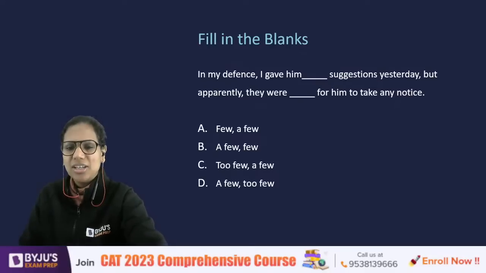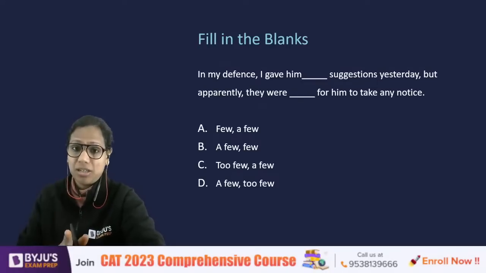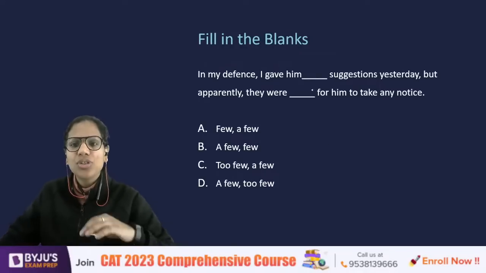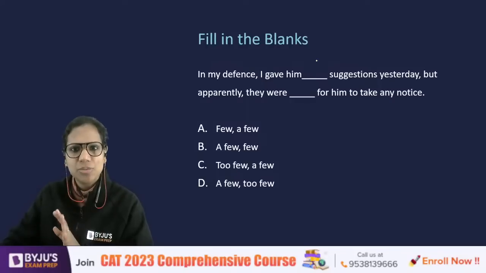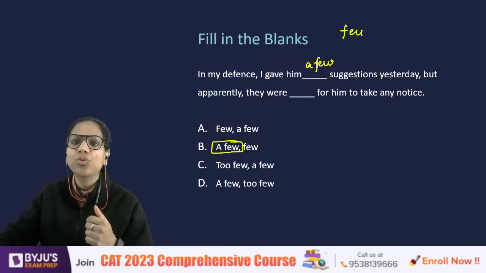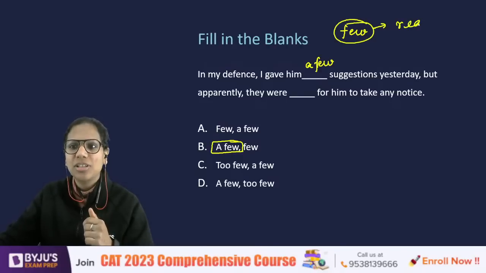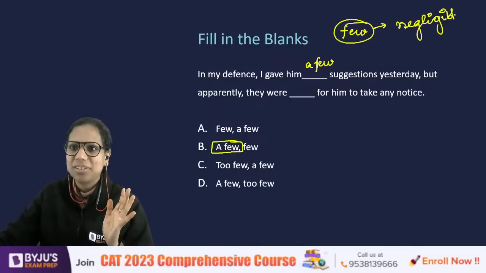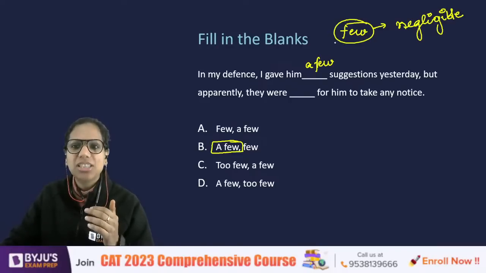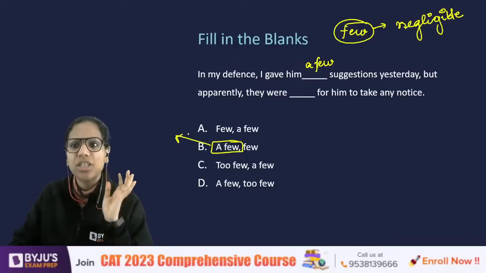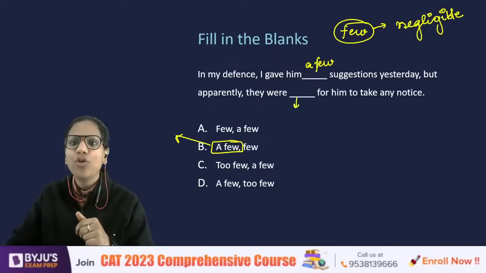So I gave him dash suggestions yesterday, but apparently they were dash for him to take any notice. I want to say that I did give him some suggestions. The term I should use is a few. I myself won't say that I gave him few suggestions. Few means negligible. Why would I say that I gave him negligible suggestions? I gave him a few suggestions. I am pretty sure that they were sufficient from my end, but they were too few for him to notice.